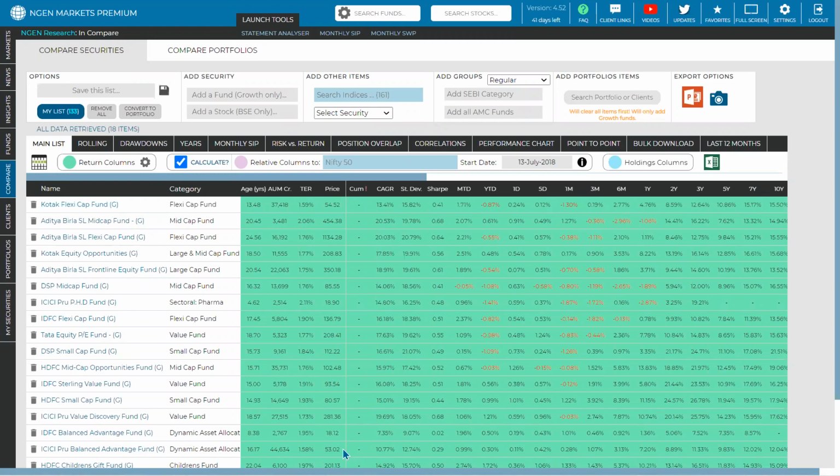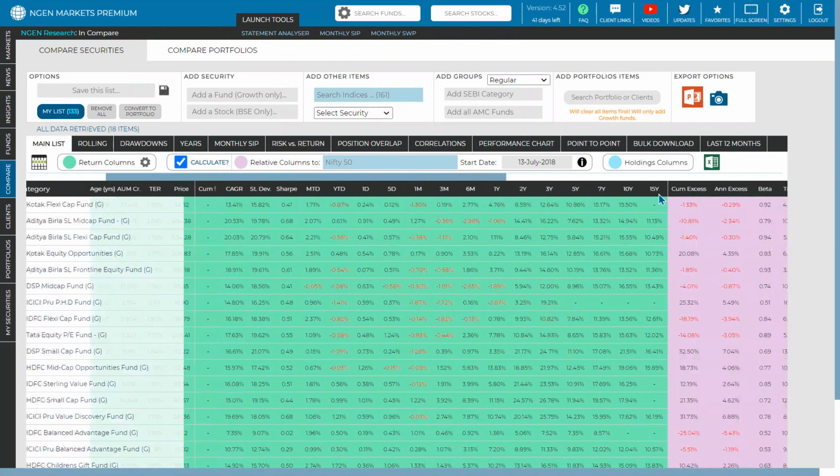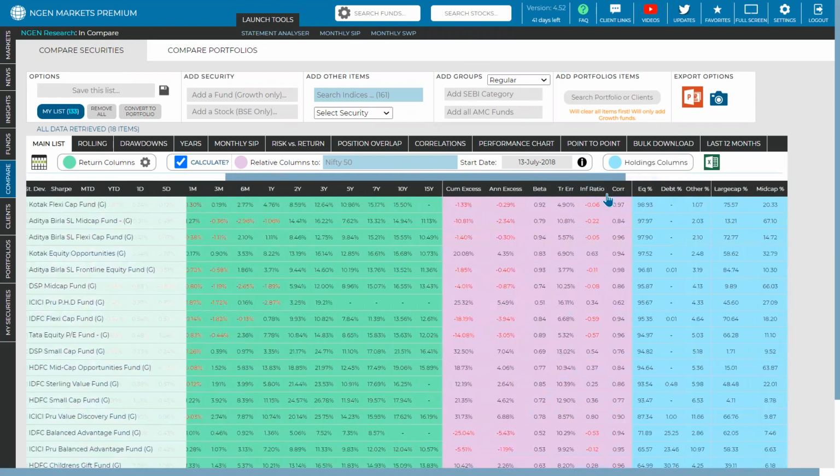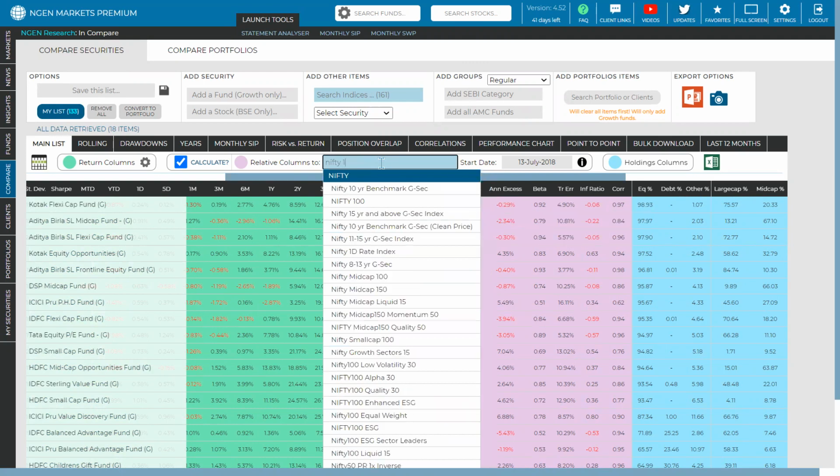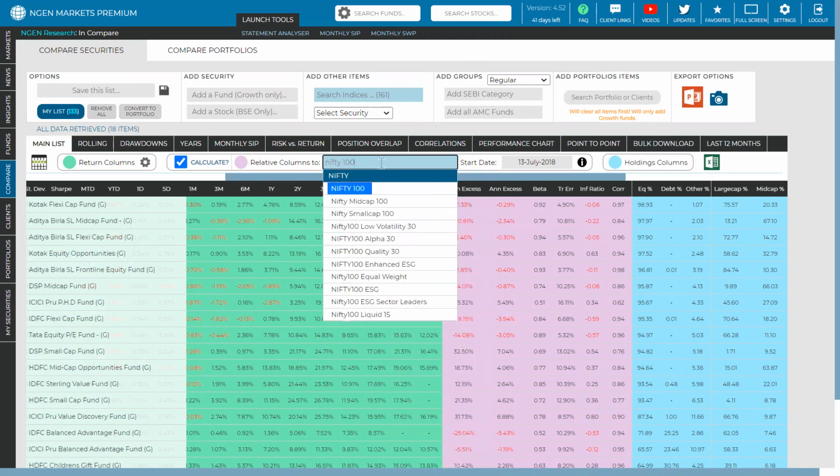Can you explain this relative column where Nifty 50 is written? Yeah. May I just scroll right? Basically, these are columns for that fund where all these stats, as you can see, are calculated against a benchmark. In this case, the benchmark you can choose on the top. May I just change Nifty 50 to something else? And you will see that the relative columns will change values.